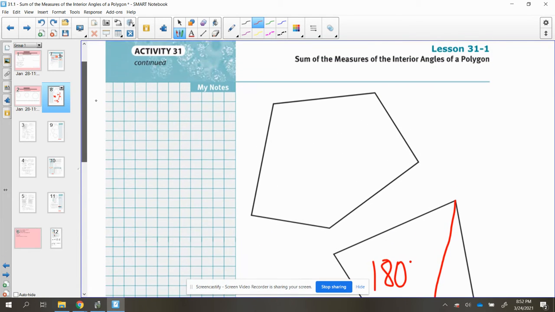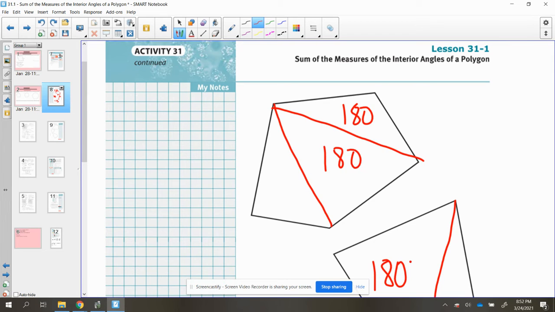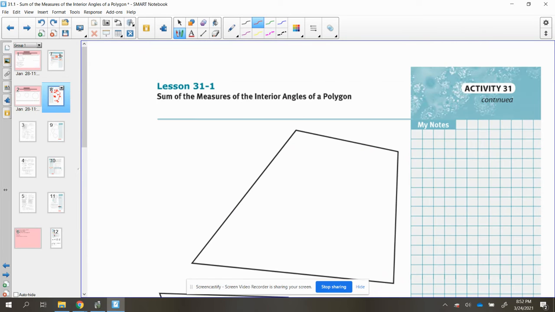Same idea goes with this pentagon. If we start drawing in diagonals, this time we create three triangles, and again, each of them has 180 degrees in them. So the total amount for the pentagon would be 540 degrees. And this pattern is going to continue on the next page as well.